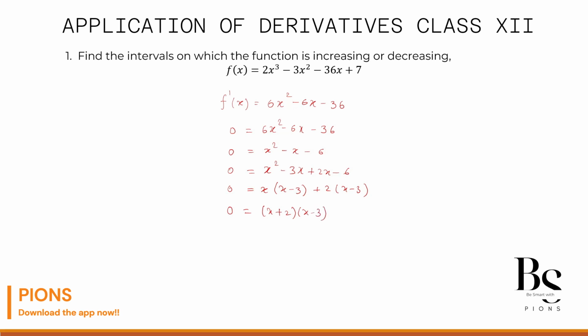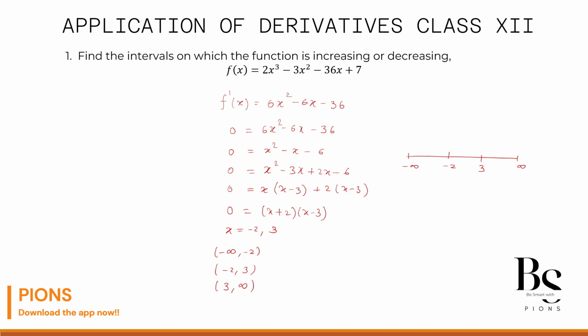Now what are the points we got? We got x equals minus 2 and plus 3. So this is the next step. Draw the number line. Here it is minus infinity, here it is plus infinity, and we have minus 2 and 3, correct? So what are the intervals? The first interval is minus infinity to minus 2, the second interval is minus 2 to 3, and the third interval is 3 to infinity.